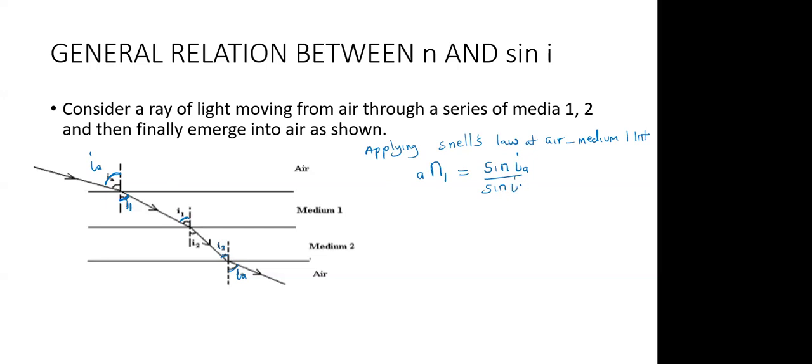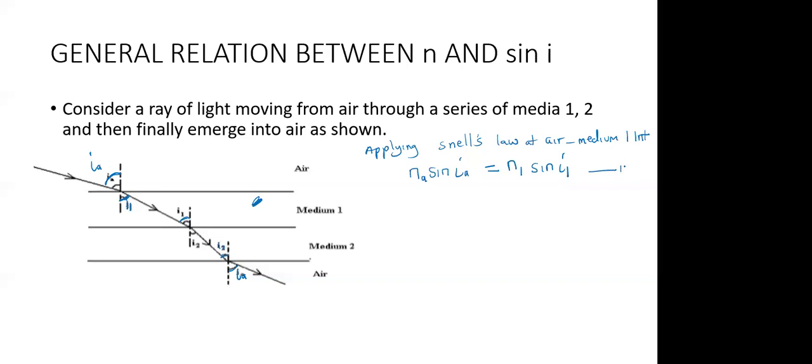If you don't use this approach, then which approach can I use? The second approach you can use: you can say that this is air. My light is coming from air, sine of the angle of air, and is entering into medium 1, whose refractive index I don't know, so I say refractive index of medium 1, and then sine of I1.